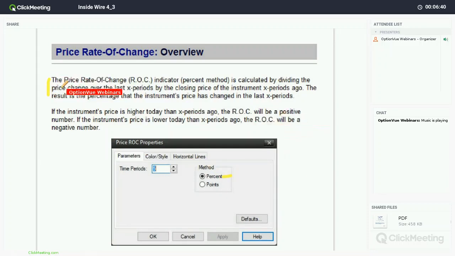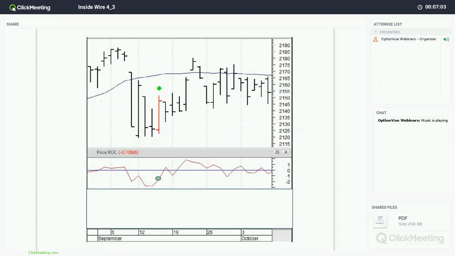You divide the price change over the last X periods, and I'm using 5, 10, and 15, by the closing price of the instrument X periods ago. It's real simple. I'm looking at the close of 5 periods ago, 10, and then 15. In this case, I'm going to show you how we actually move it into the future. So let me show you how this works.